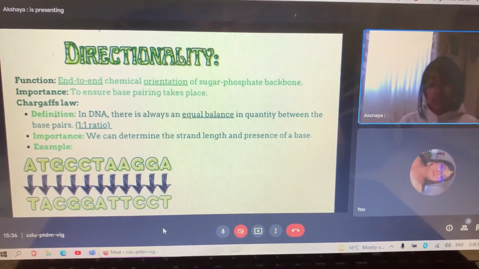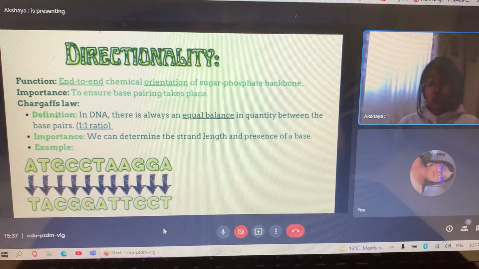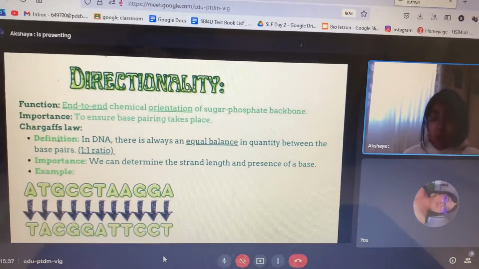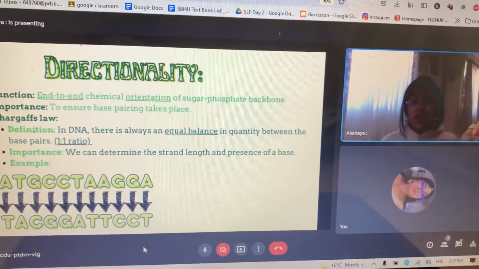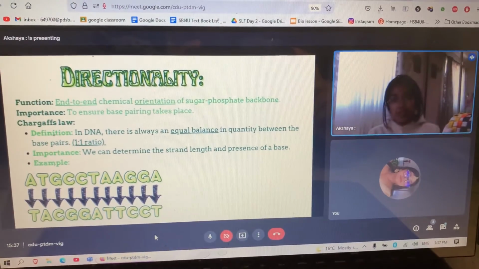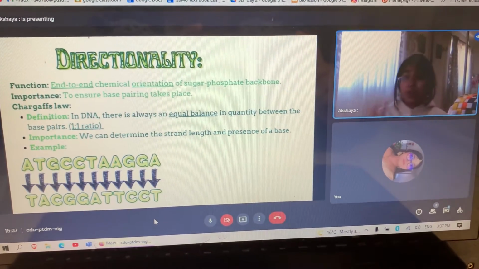Same with percent. If you're not given a full percentage quantity, you always assume that it's out of 100. So if A has 10%, that means T automatically has 10% as well. That means it's 20% out of 100%, meaning 80% is left over. We divide that 80% by 2 and get 40 and 40, meaning 40% for cytosine and 40% for guanine.